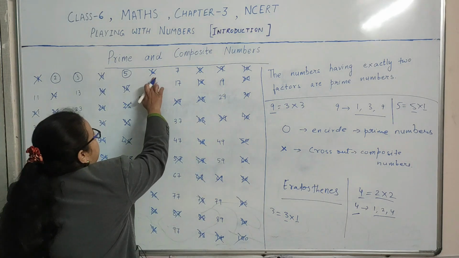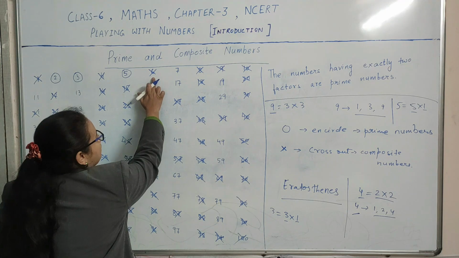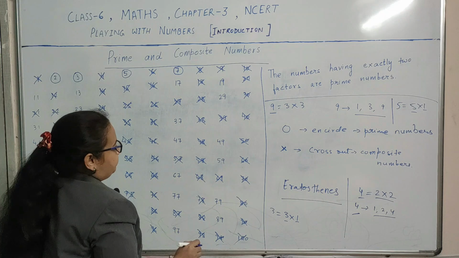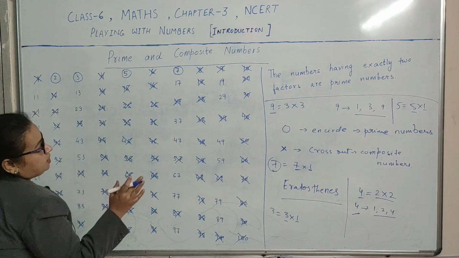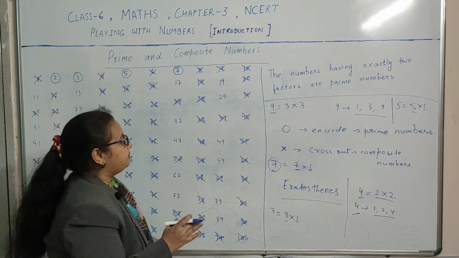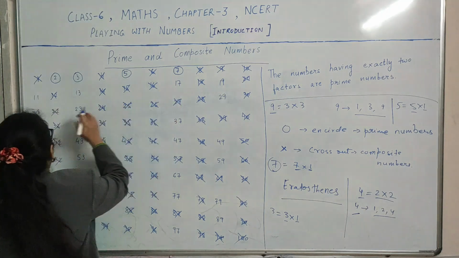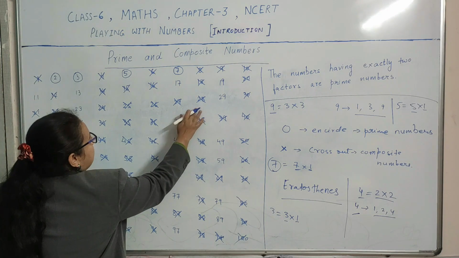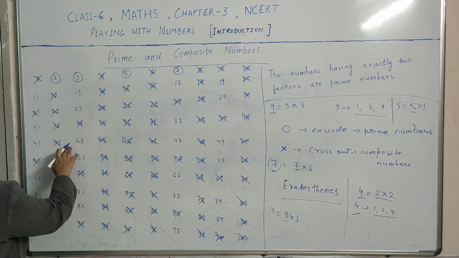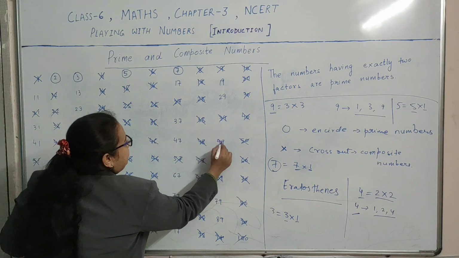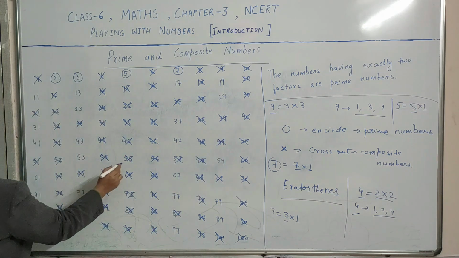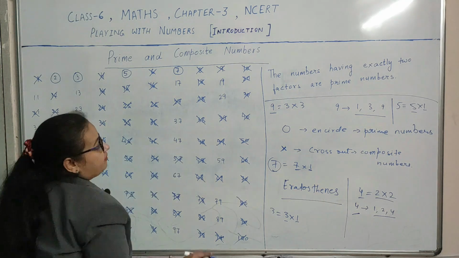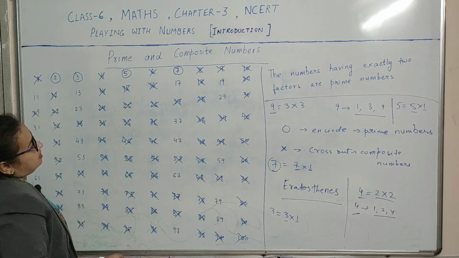Now the next number, this one 6 is already crossed out. The next number is 7. We will encircle it because it is a prime number. Now we will cross out all the multiples of 7. So 14 is already crossed out. 21, 28 is already crossed out. 35, 42, 49, 56 is already crossed out. These are the multiples of 7. So we have crossed out all the multiples of 7.